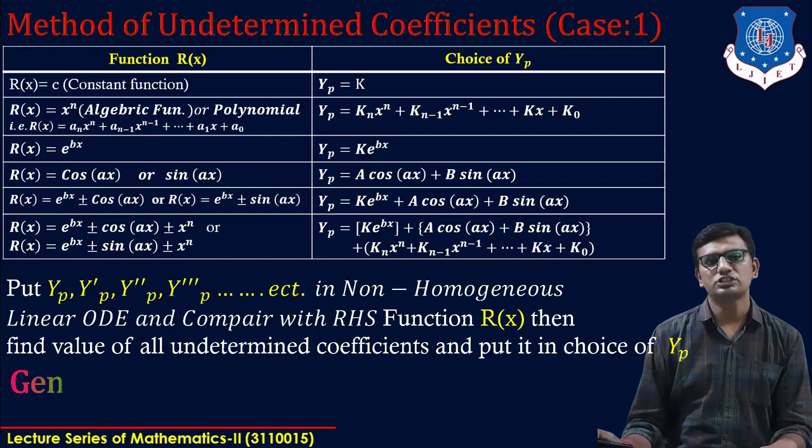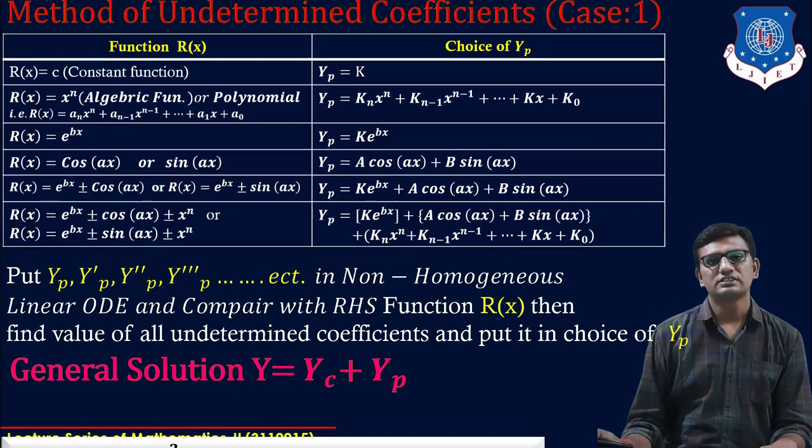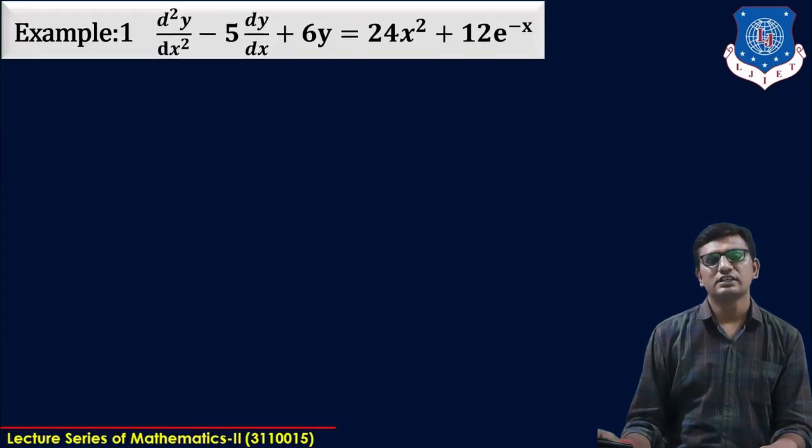Now the general solution is given by y equal to yc plus yp, where yc is a complementary function which is obtained from the auxiliary equation and yp is obtained according to this table. Here, let us see an example related to this case. d square y by dx square minus 5 dy by dx plus 6y equal to 24x square plus 12 e raised to minus x.